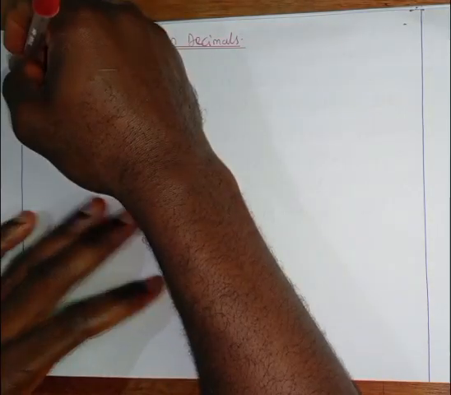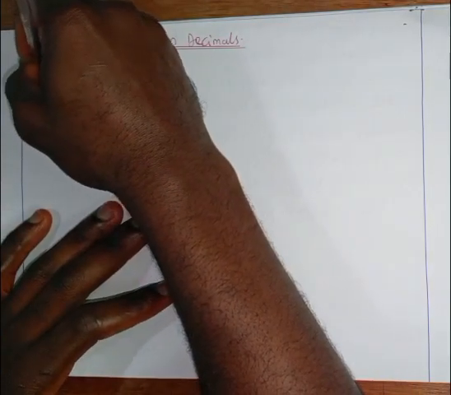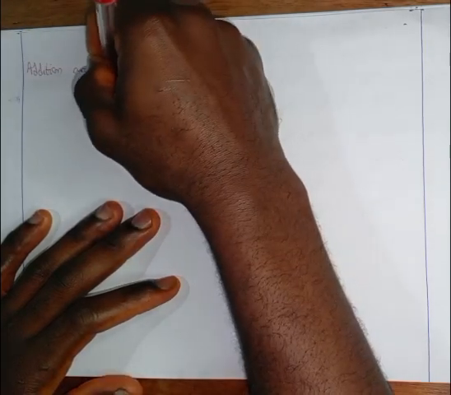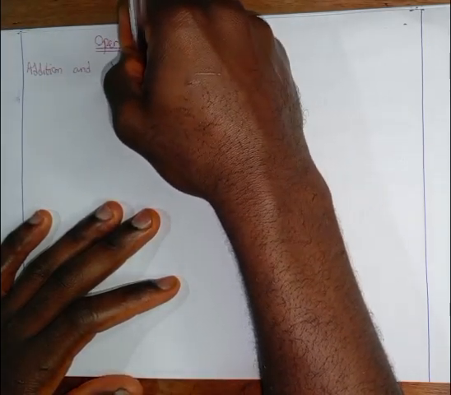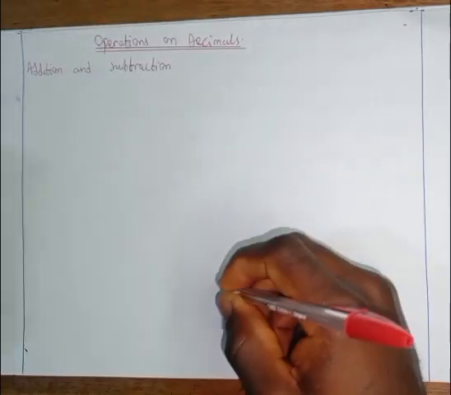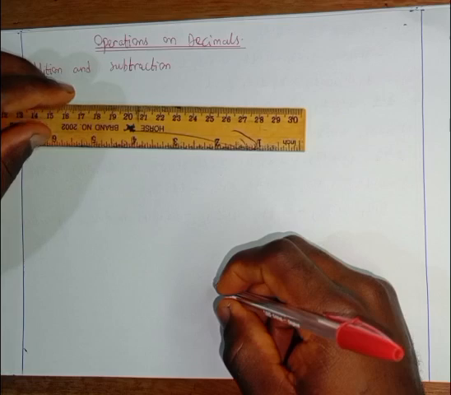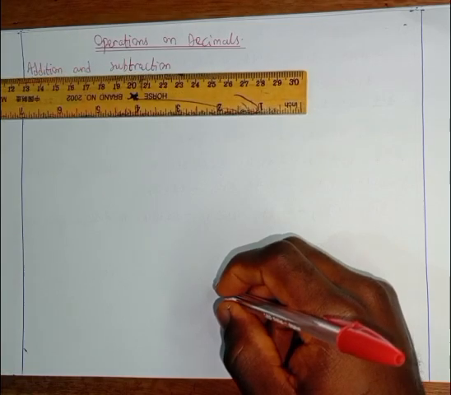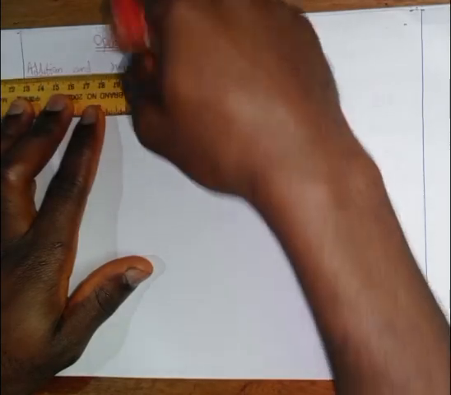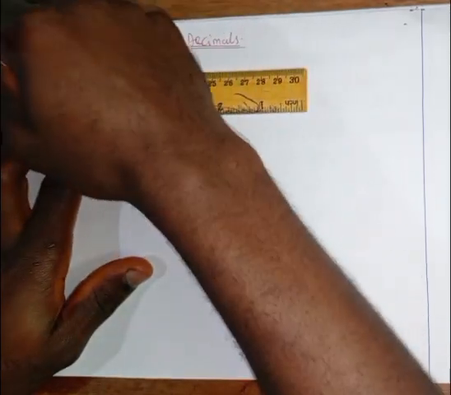We take the first one, addition and subtraction. The reason why we are pairing addition and subtraction is because addition and subtraction of decimals is similar. It's almost the same.